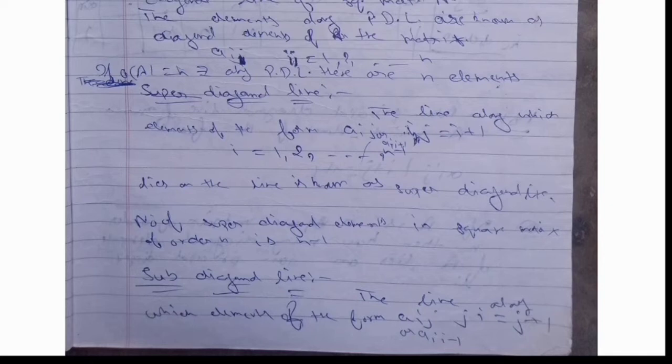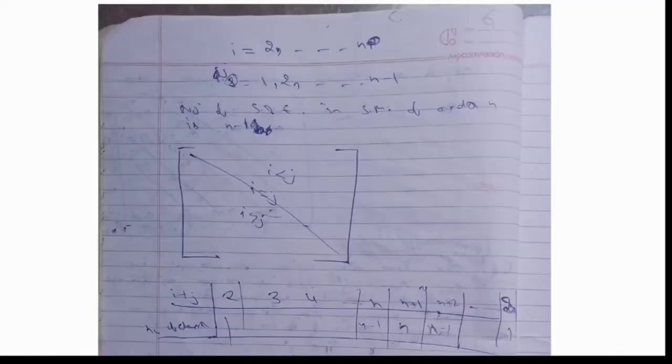Similarly, I am going to tell you about what is the subdiagonal line. The line along which elements of the form aij, such that i is equal to j plus 1, lie. Here i is changing from 2 to n and j is changing from 1 to n minus 1. The number of subdiagonal elements in a square matrix of order n is n minus 1.